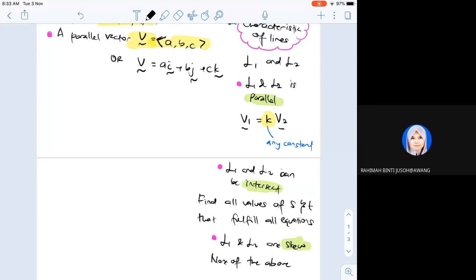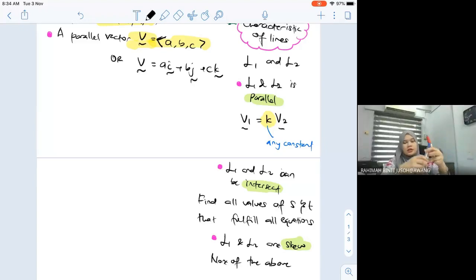Alright, now I'm going to show you the characteristics. Saya on camera saya ni. Can you see me? Can you see me, guys?